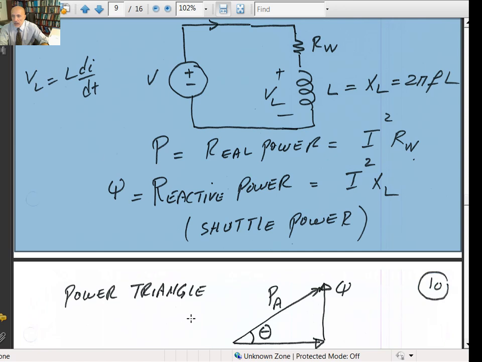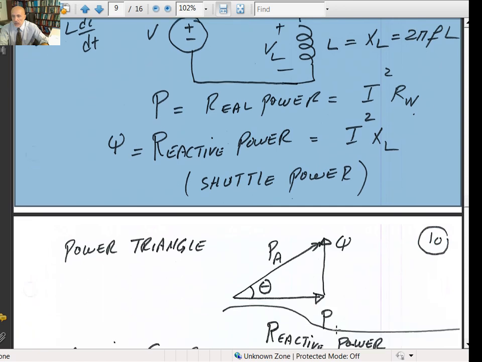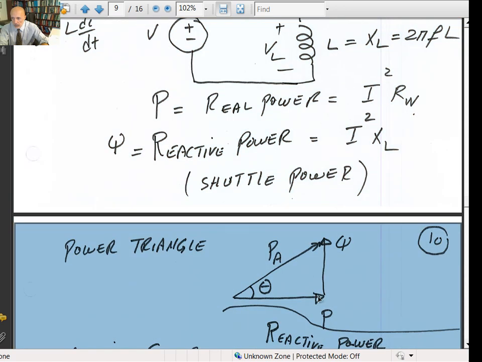We can look at what is called a power triangle. Here's the real power. This is what the wattmeter is reading. This Q is the reactive power, at a 90 degree phase shift. And if I look at this here, that's called P sub A, your apparent power, which is equal to voltage times the current. And this angle is theta.